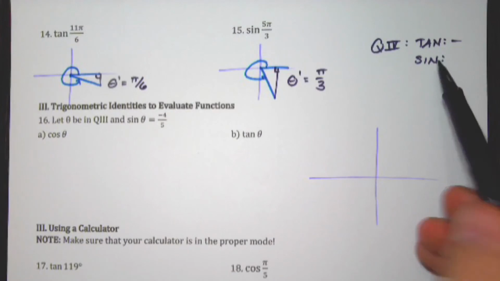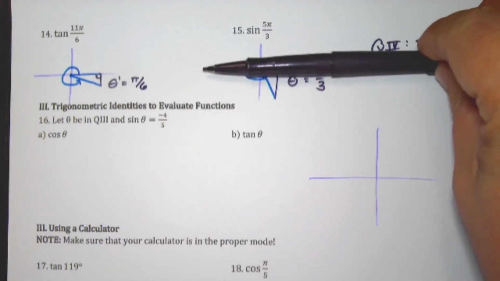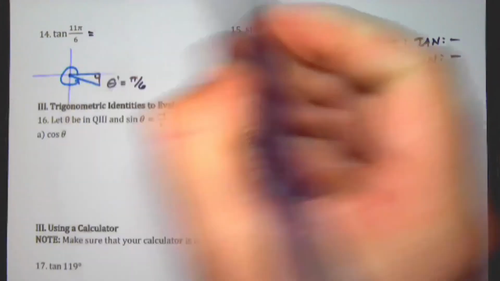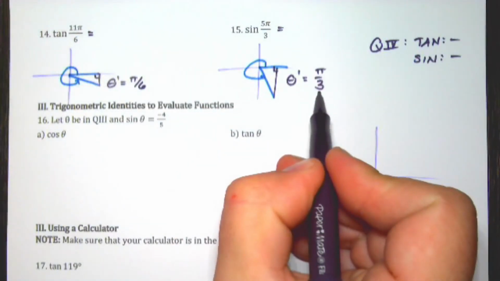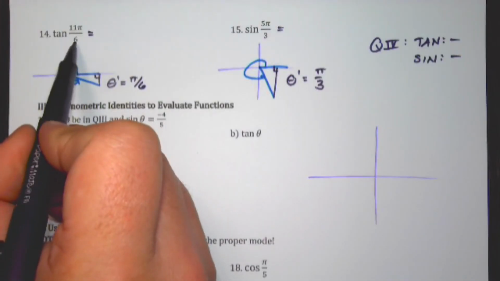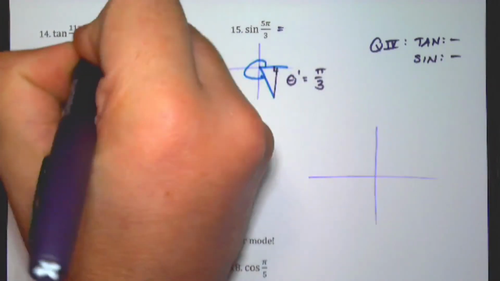Now for sine, sine is positive above the x-axis and negative below. Quadrant 4 is below, so that's also going to be negative. So let me rewrite my originals in terms of my reference angles. Tangent of 11 pi over 6 is really just the negative tangent of pi over 6.